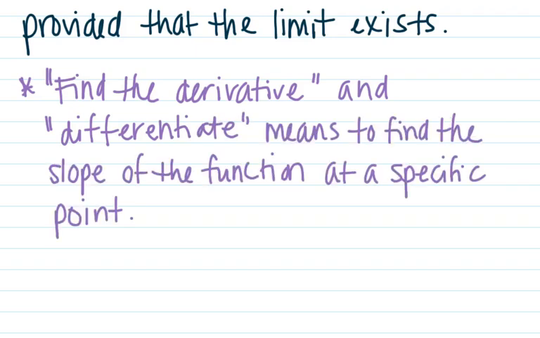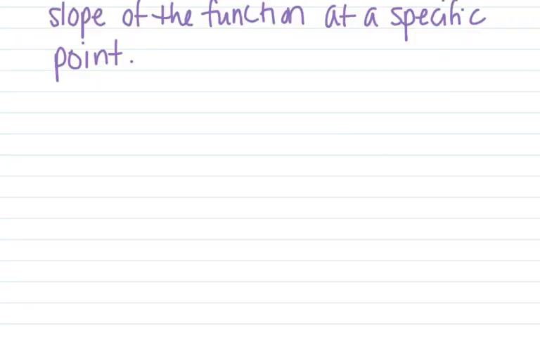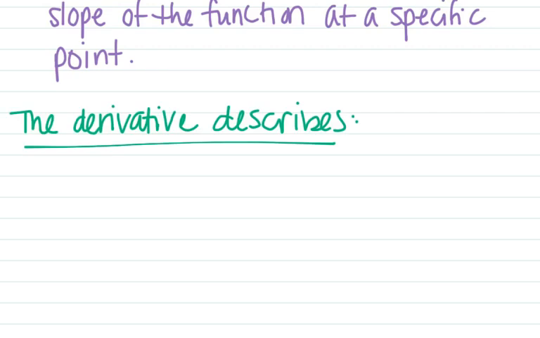And again, just to reiterate, when we find the limit as h approaches 0 of the difference quotient, that means that we're finding the slope of the function at a specific x value. And now we're just going to do a few quick bullets of the different ways the derivative can be used. So the derivative allows us to describe how the curve is changing.